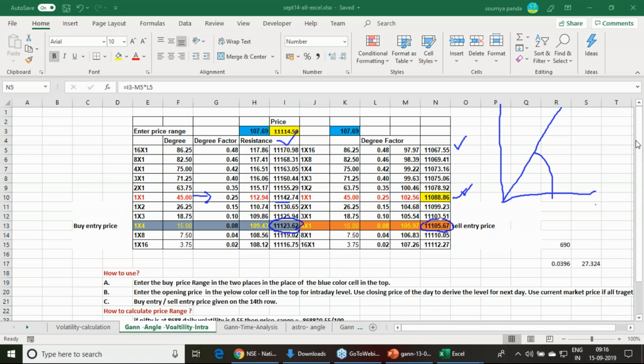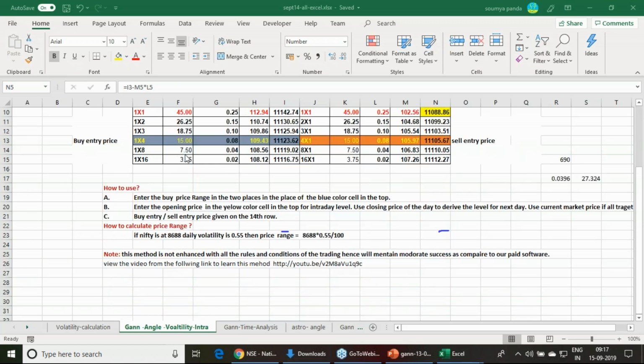If you do not have the hedging component, keep the stop loss for buying at 11,124, and for selling at 11,106, keep a stop loss of 11,124. So this is what I have given here, the entire description of how it is being made.